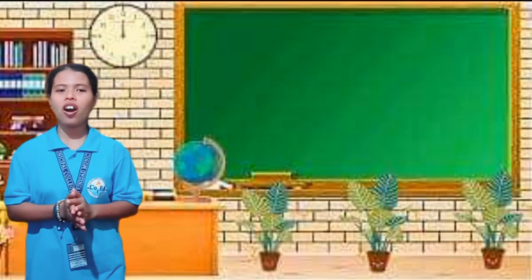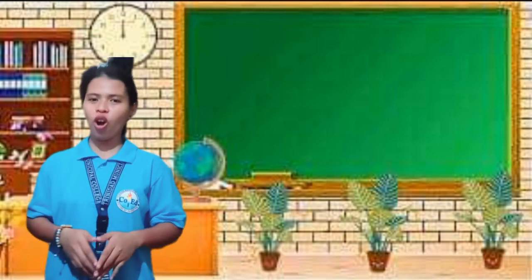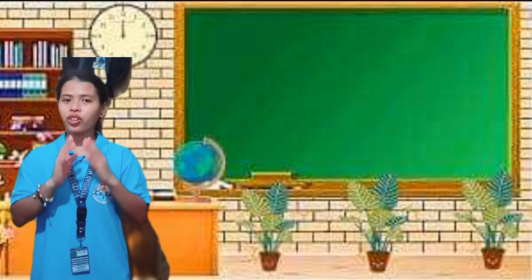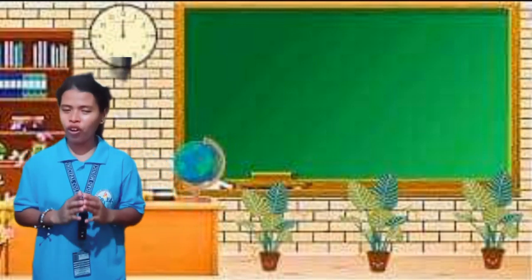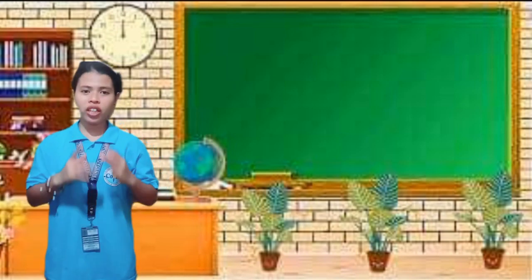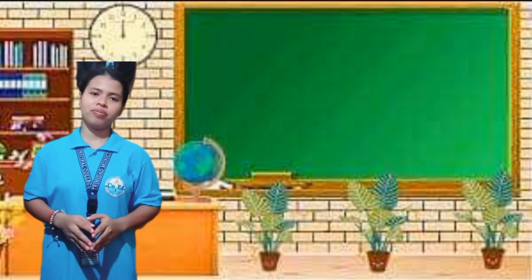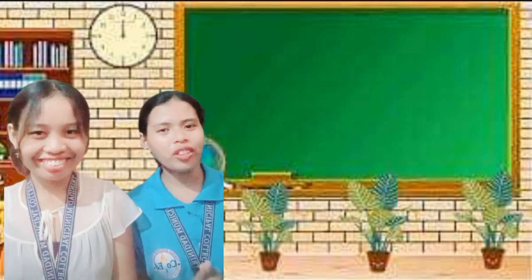Okay, very good. All of you got the correct answer and got the perfect score. It tells that you learned from our lesson for today. And for your assignment, you need to draw objects that show subtraction. And that's all for today, class.